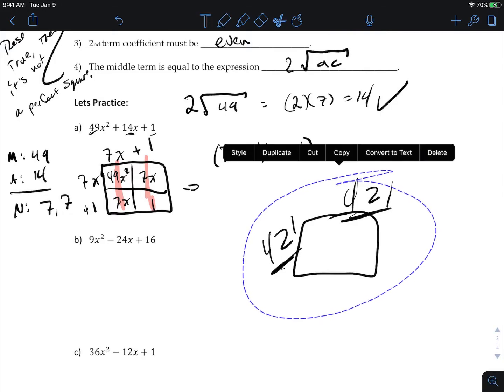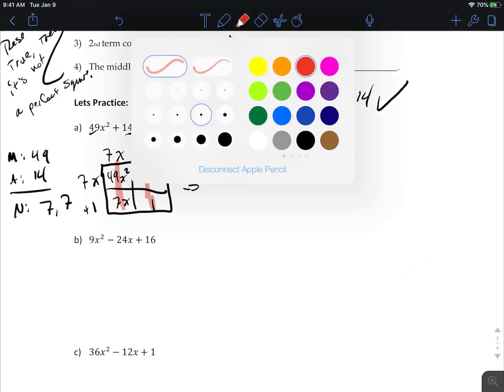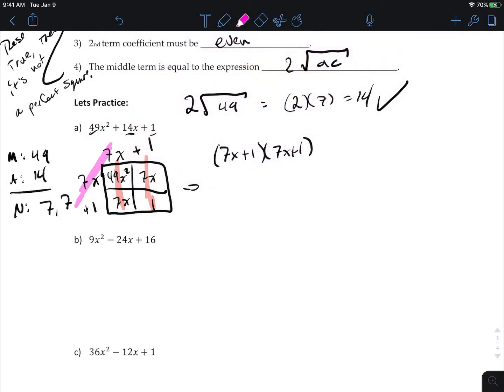Well, I just drew a rectangle up here, didn't I? Right here. What were the side lengths? 7x plus 1 times 7x plus 1. That's why it's called a perfect square, because the two side lengths are the same.